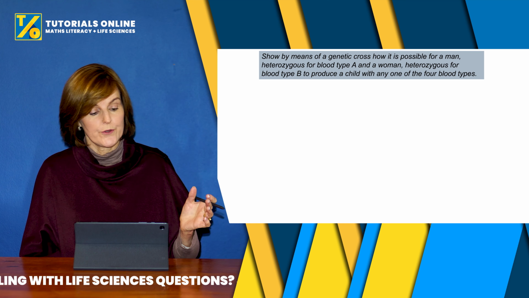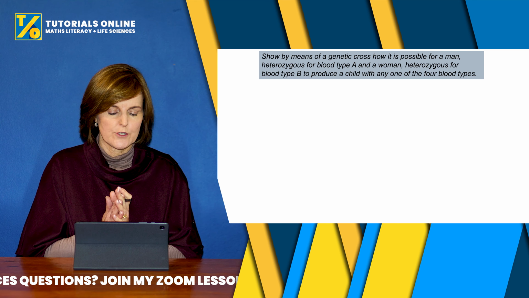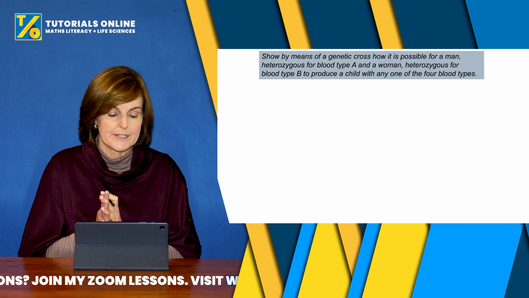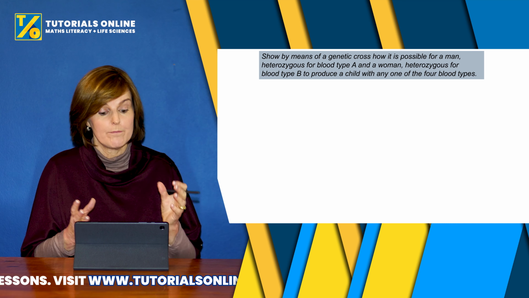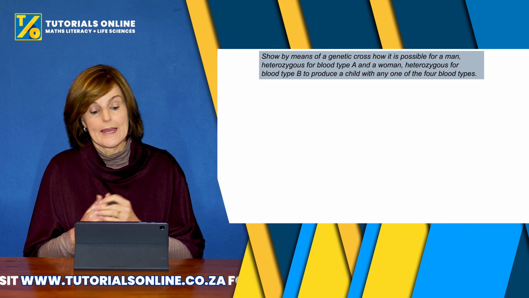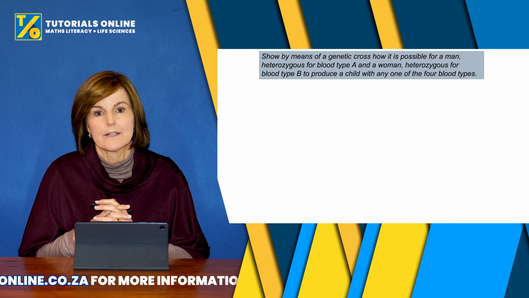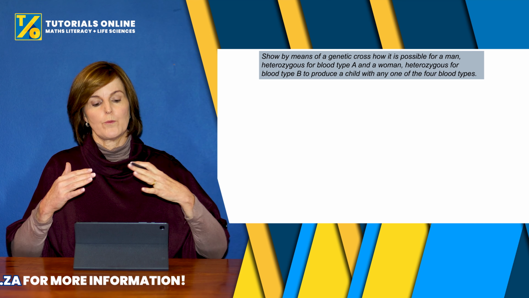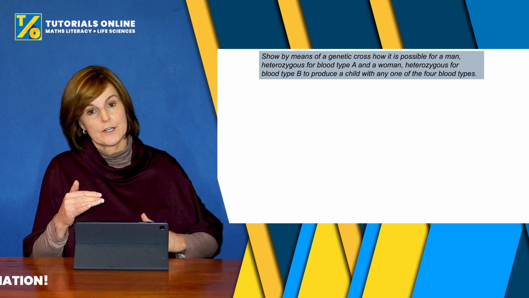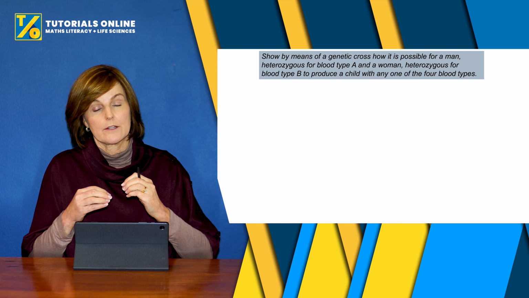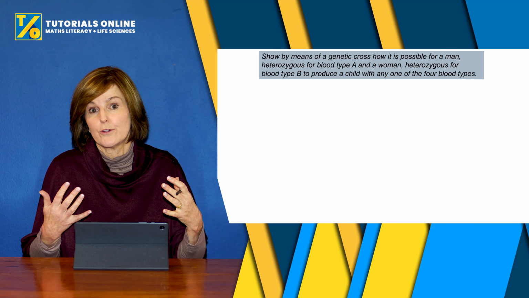So now I want to show you, or we discuss, a genetic cross. Let's look at the example here. It says, show by means of a genetic cross how it is possible for a man heterozygous for blood type A and a woman heterozygous for blood type B to produce a child with any one of the four blood types. So this is what this question is requiring, and usually it will be about 6 marks, where you have to set out the genetic cross and then show at the end that the child could be of any of the 4 blood groups.